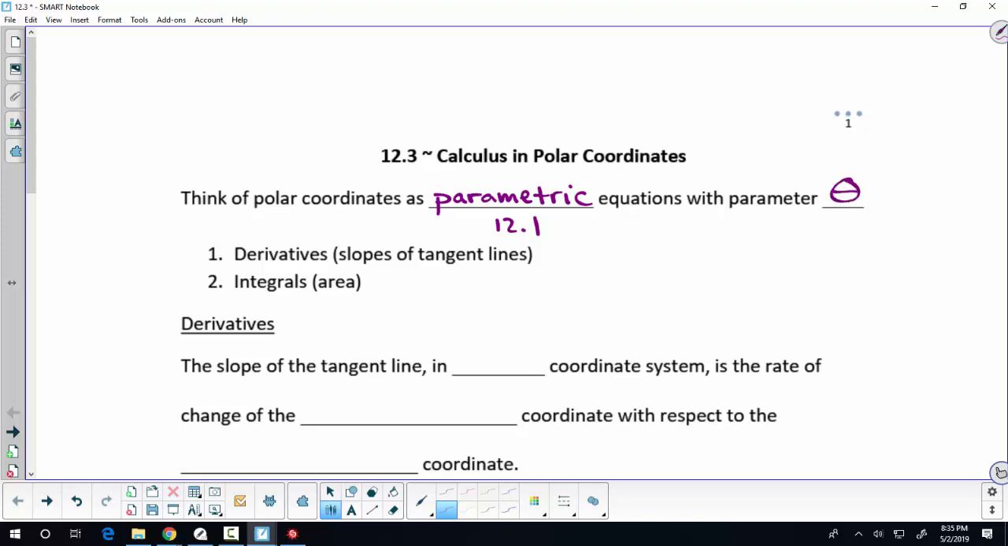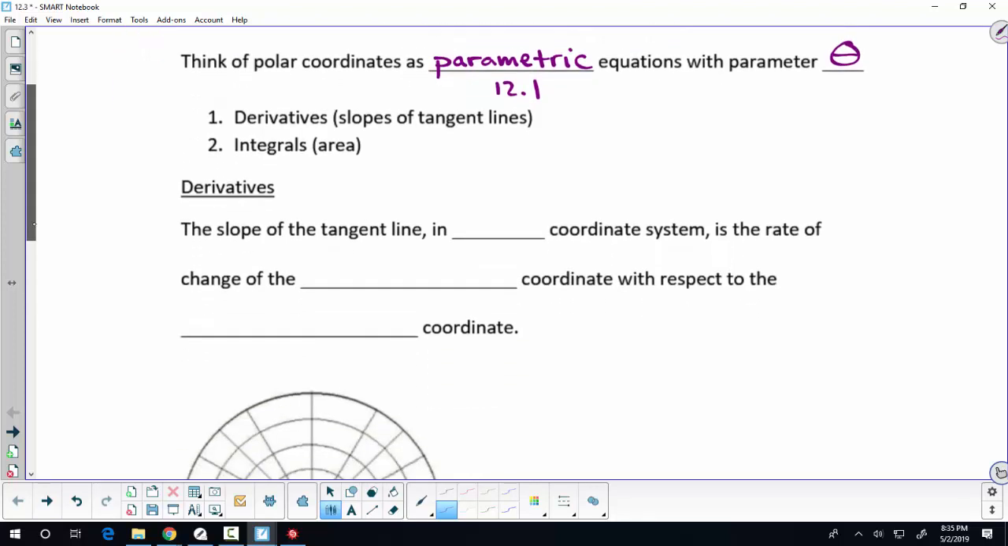So here what we're dealing with is r as a function of theta, which is weird because we write r, theta as the point. Typically when we write a point, we write out the independent variable and then the dependent variable. But when we look at a point r, theta, really theta is the independent variable here. That's our parameter, more or less. So it is a little backwards, but we do want to think about it as a parametric equation with parameter theta.